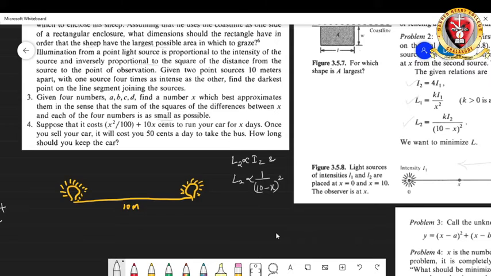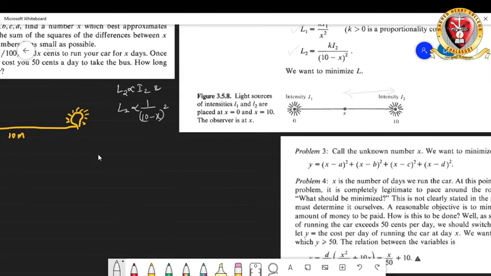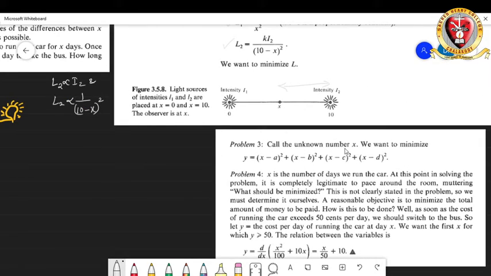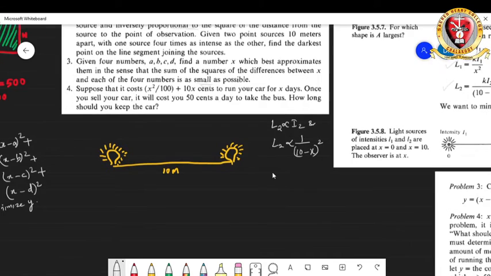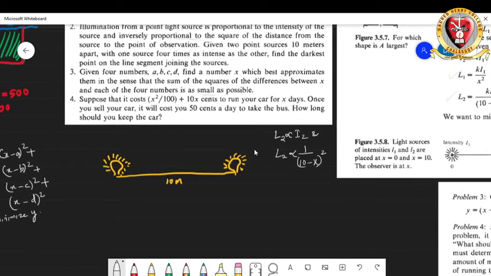So you can see the same given here. If we call the unknown number x, we have to minimize y is equal to (x minus a) the whole square plus (x minus b) the whole square plus (x minus c) the whole square plus (x minus d) the whole square. So that was problem 3, how we make it into mathematical terms of minimization and maximization.